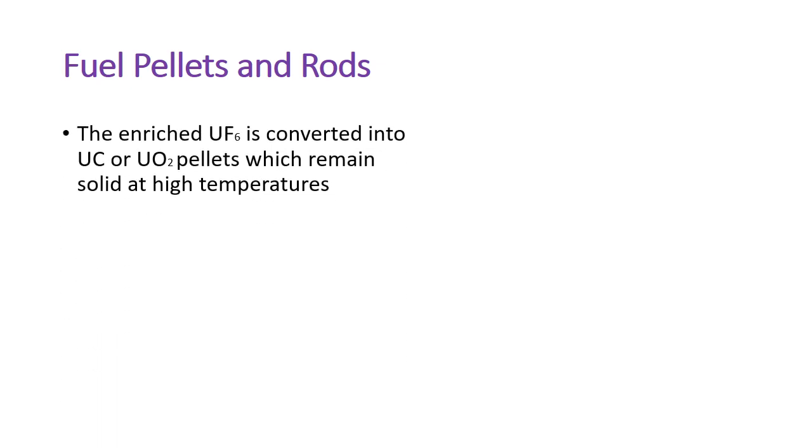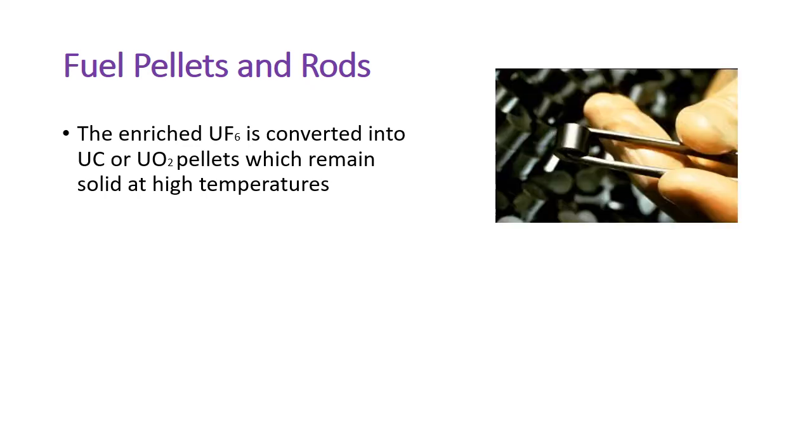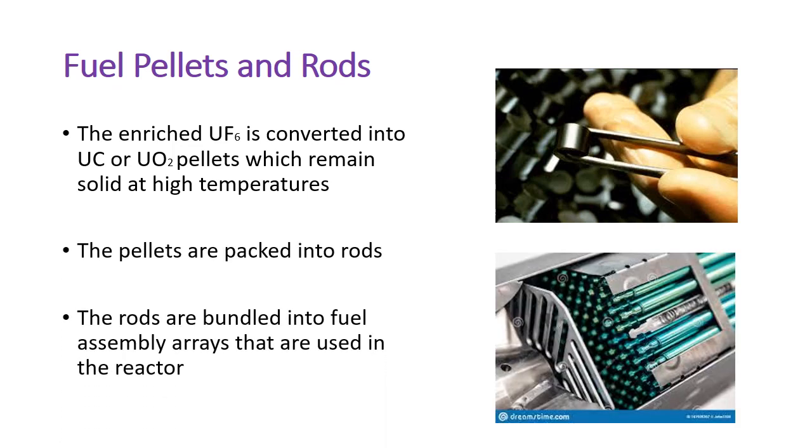The enriched U-235 uranium hexafluoride is a gas. We need to turn it into a solid because it has to withstand very high temperatures in the solid form so that the uranium molecules are close enough together to sustain the chain reaction that a nuclear reactor requires. So the uranium is converted into either uranium carbide or uranium dioxide pellets, which look like this. The pellets are then packed into rods, and the rods are bundled together into an assembly array used in the reactor.